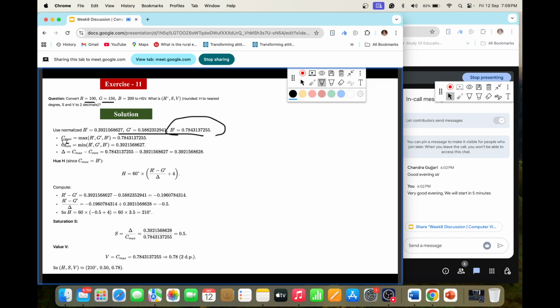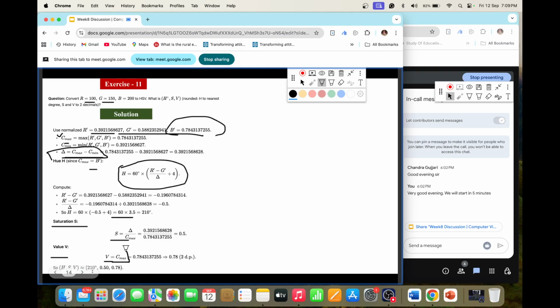And what is the minimum? Minimum is R dash. So you got the C max and C min, you calculate the delta value, and since your C max is nothing but B dash, this is the formula for calculating the H. Once you calculate the H, there are saturation and value. Saturation is given by delta by C max. You have just calculated this delta and you have this C max value, so delta by C max will give you the saturation value.